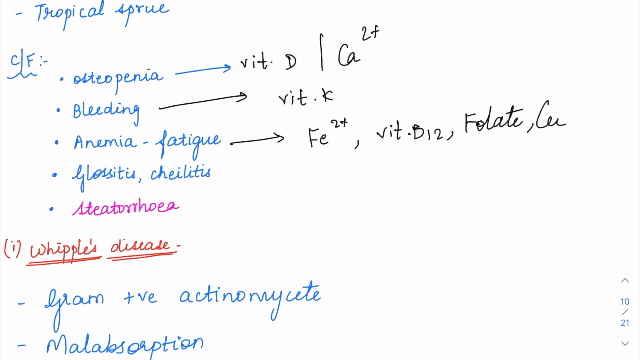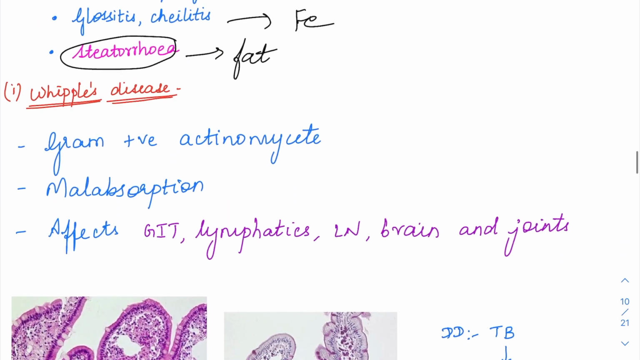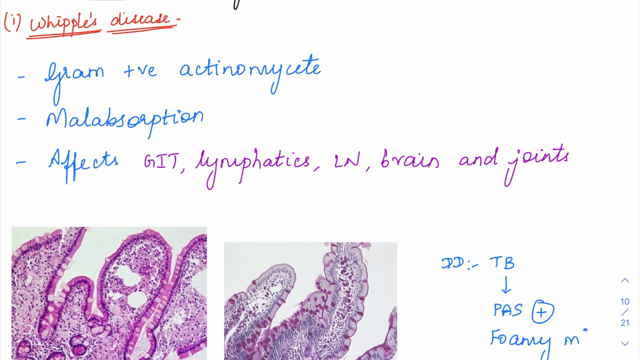Then you can also have copper and zinc deficiency, and glossitis and cheilitis, again related to anemia. Then steatorrhea, due to fat. Steatorrhea is nothing but the presence of fat in stools. The stools are going to be bulky and foul smelling. Steatorrhea is actually the hallmark of malabsorption. So if you see bulky, foul smelling stools along with multiple deficiencies in the patient, you have to suspect malabsorption. Let's see what the malabsorption syndromes are, starting with Whipple's disease.